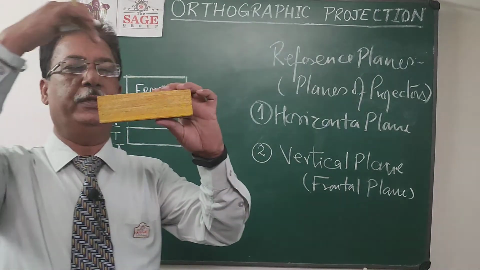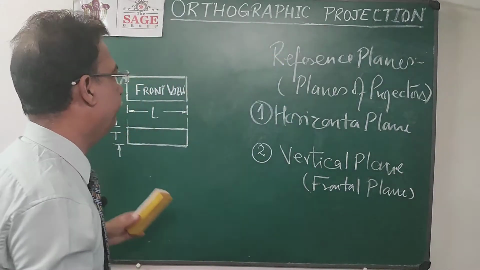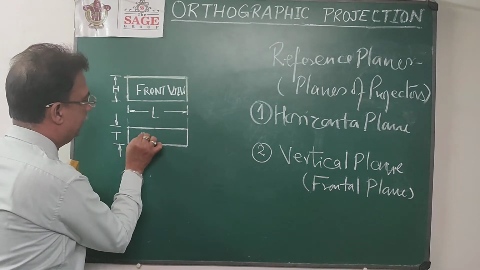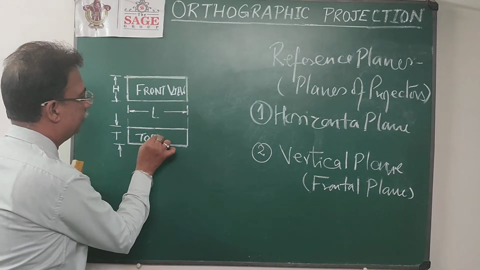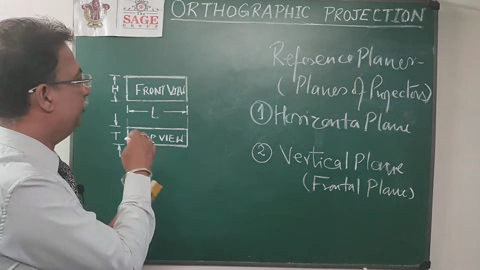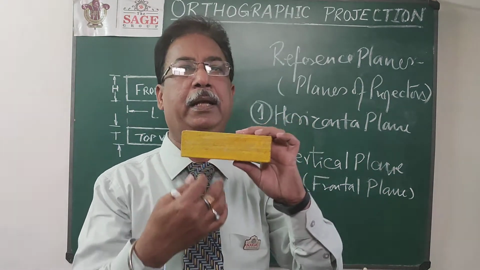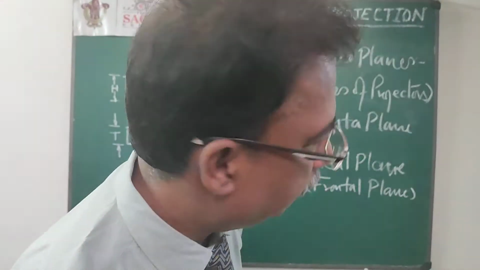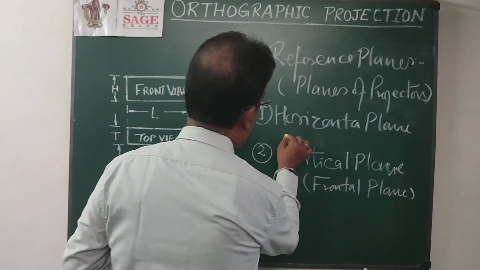And if I look at this from the top, then this will be the top view. Again I will get the length and this time the thickness, so that is the top view. So this is the simplest way to project. This front view will be on the vertical plane and the top view will be on the horizontal plane. So this is the standard thing.